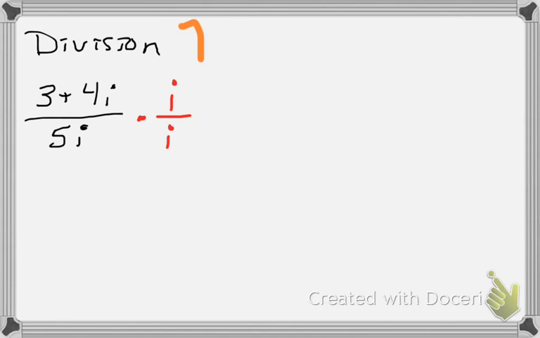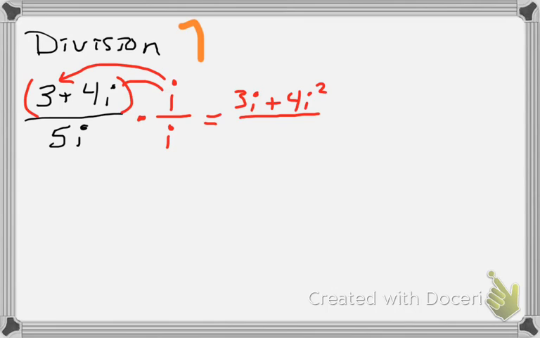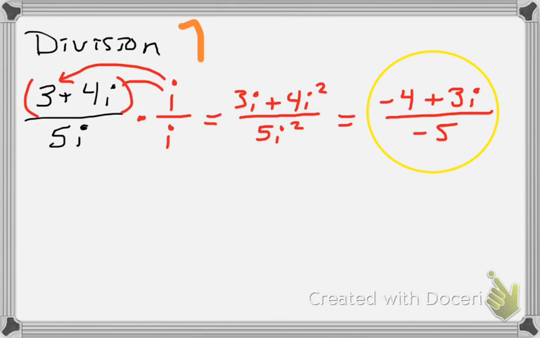When you multiply by 1, kids, the top, you distribute the i, and you get 3i plus 4i squared. And on the bottom, you get 5i squared. Well, i squared is negative 1. So the top becomes negative 4 plus 3i, because the negative 4 moves to the front now because it's the real part. And the bottom becomes negative 5. So you've eliminated the i off the bottom.